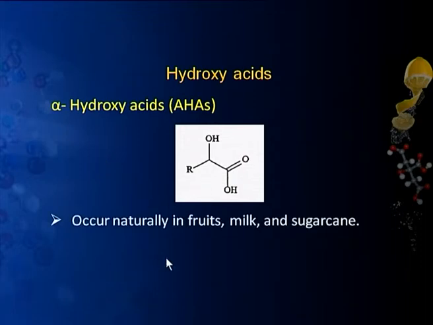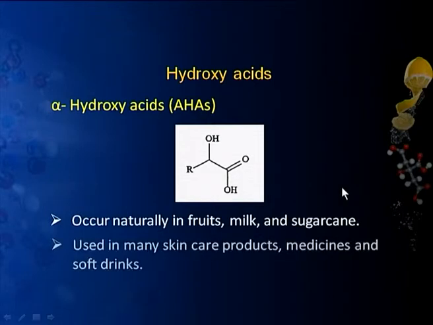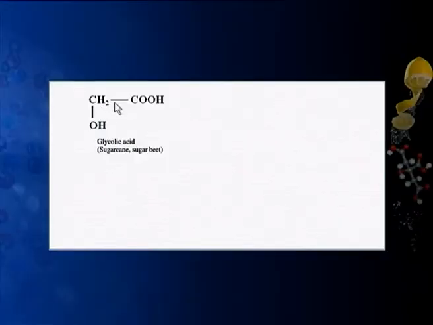As I said, most of these alpha hydroxy acids occur in fruits, milk, and in sugarcane also, and they are used in many skin care products, medicines, and soft drinks, etc. Let us take some examples of hydroxy acids. This acid, a 2 carbon acid having hydroxyl group, is commonly called glycolic acid and is present in sugarcane and sugar beet. Its IUPAC name will be 2-hydroxy ethanoic acid. It is a 2 carbon acid with hydroxyl group at carbon number 2.